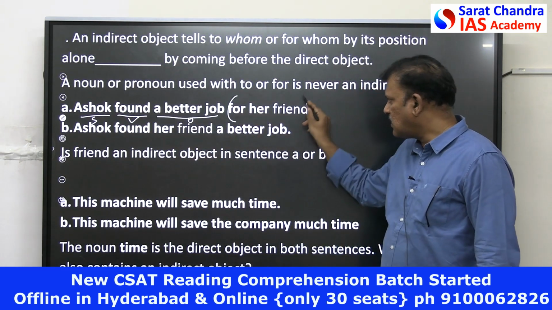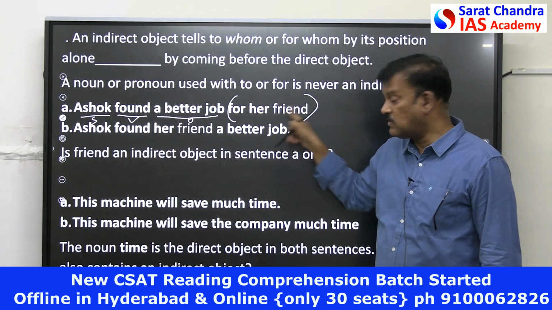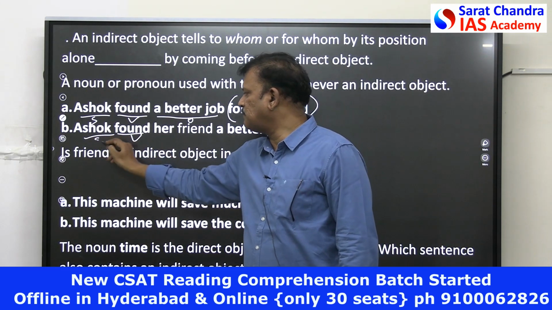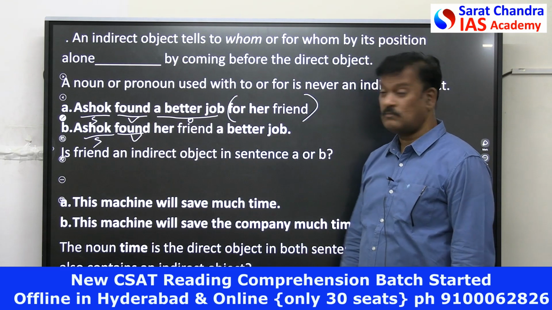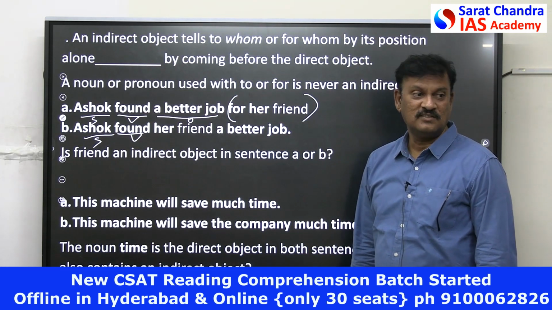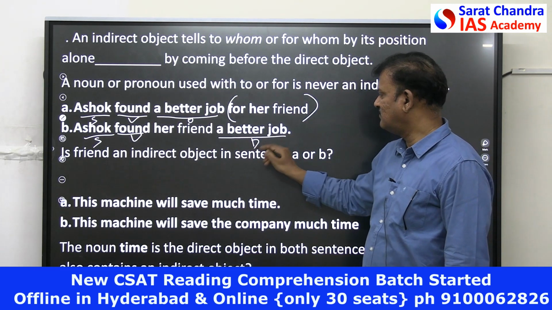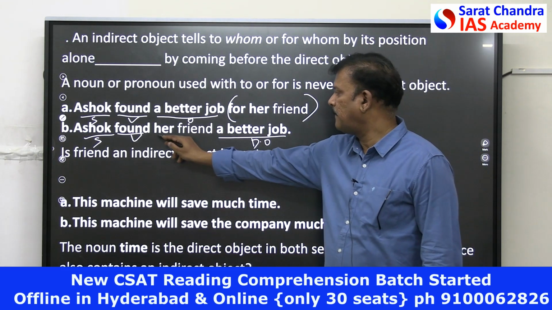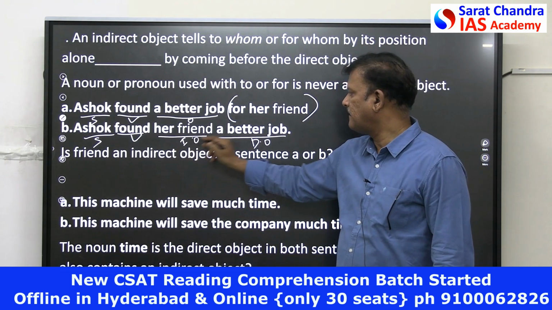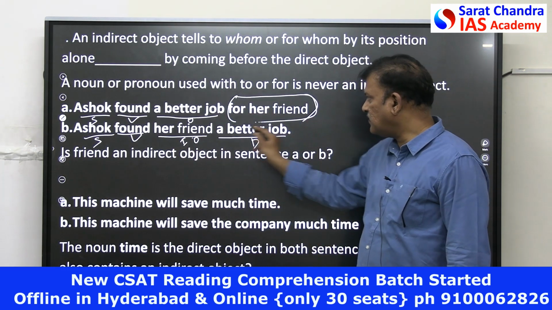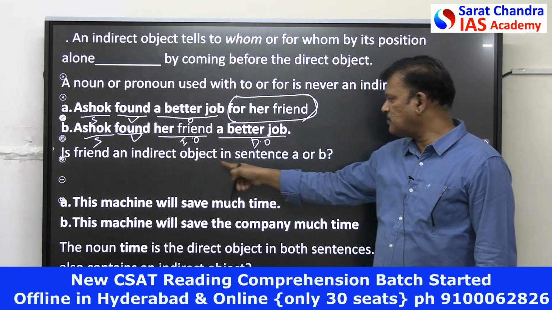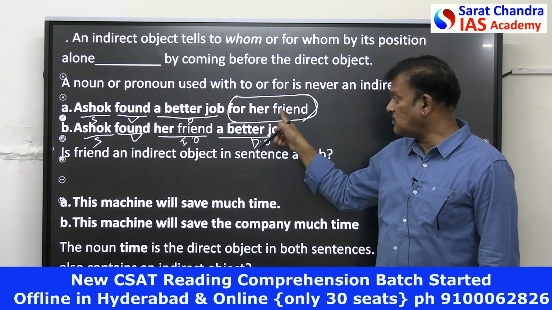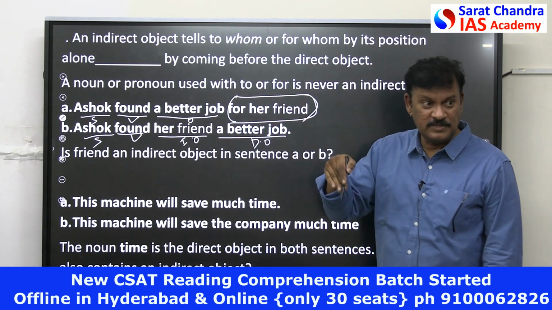Okay. Extra. This is for her friend. Extra information. Fine. Okay. Then where is the verb? Where is the subject? Ashok found what? To whom? Now this is extra information. Now friend an indirect object in sentence A or B? B. What is this? That is extra information. That has nothing to do with this basic structure.